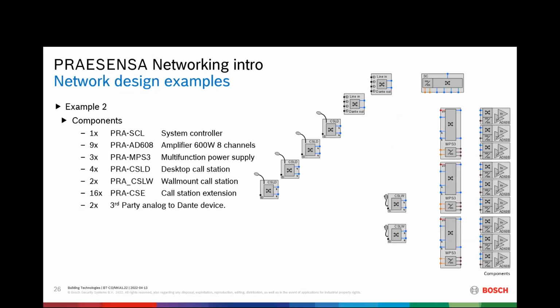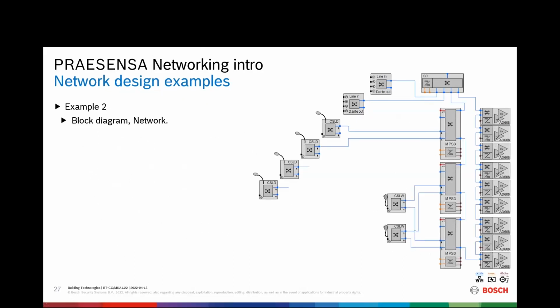So here we see the representation with the symbols again. So you have here these MPSs. We have all the amplifiers, so 3 per MPS, 3 per multifunction power supply. We have the fireman's call stations, the wall mount call stations, 2 of them. And we have some desktop call stations here at the left side, and the 2 third-party analog devices, analog input devices. So in this case, we connected it now to the system controller. We have these ones to the MPS.